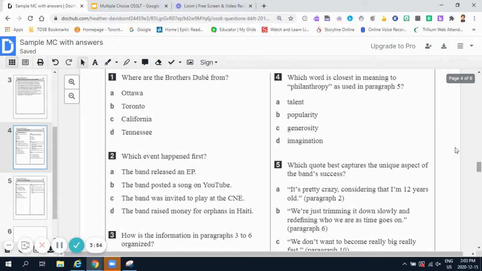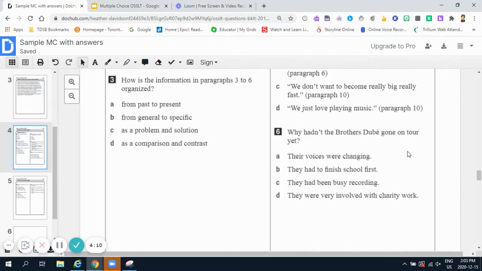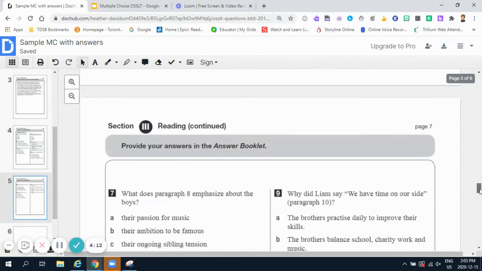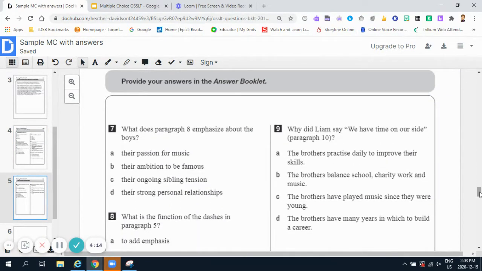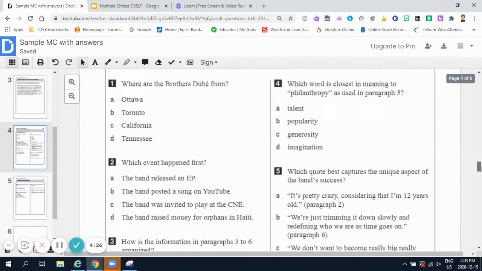It's going to ask us to define a word, philanthropy. It's going to give us a series of quotes, but they're from all different paragraphs. So we'll go back to that once we've read it. Why haven't they gone on tour yet? What does paragraph 8 emphasize about the boys? What's the function of the dashes in paragraph 5? Why does Liam say we have time on our side? Okay, so those are our questions.